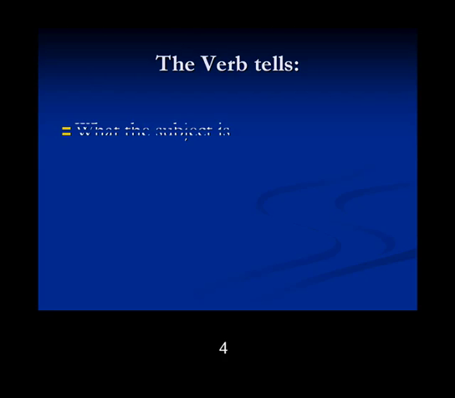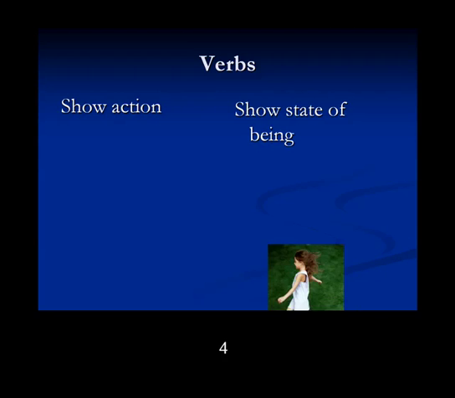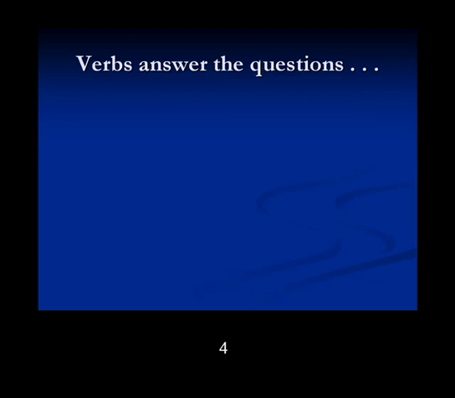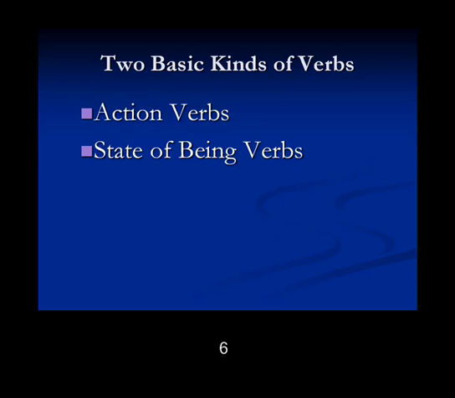Now the verb tells us what the subject is and what the subject is doing. A verb is what I say is being done in the sentence. Verbs show action and verbs show state of being. Verbs answer the questions, what is being done? What about the subject? Our soccer team won the state championship. So, what did the team do? What about the team? You're right, it won the state championship.